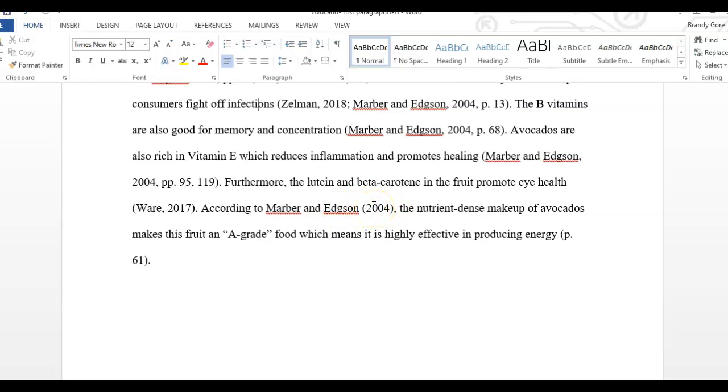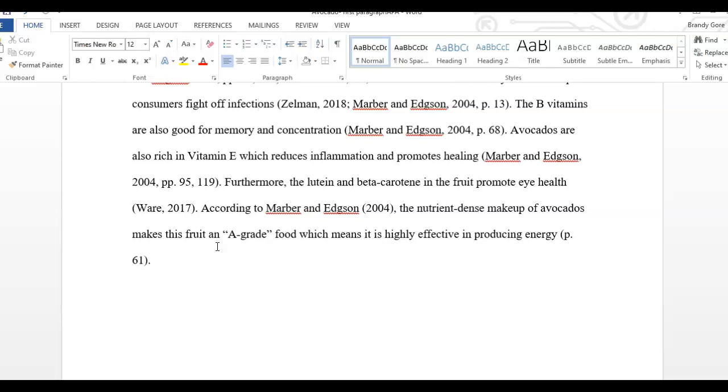You work one paragraph at a time when it comes to this sort of thing. The nutrient-dense makeup of avocados makes this fruit an A-grade food, which means it is highly effective in producing energy, page 61. So that is your other way to cite. A-grade is in quotes because that is their specific use, their word.